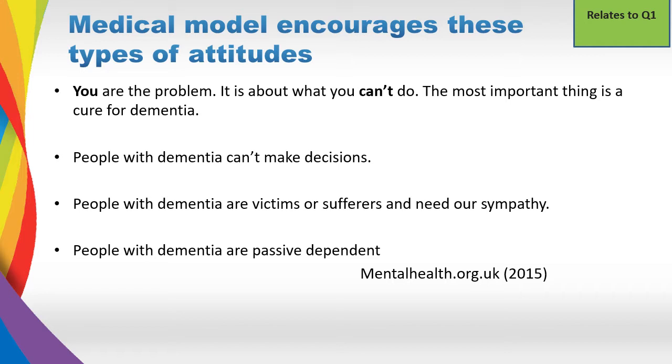The most important thing is a cure for dementia. People with dementia cannot make decisions. They are victims and sufferers, and they need our sympathy. People with dementia are passive dependent.